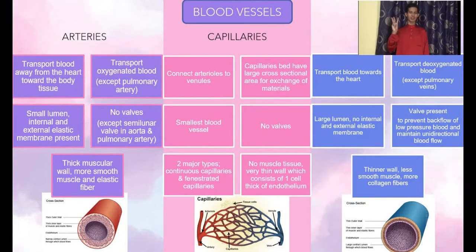There are 3 types of blood vessels. First one, arteries. It transports oxygen-rich blood. Second, veins. It transports deoxygenated blood. The last one is capillaries. It distributes blood to the rest of the body.